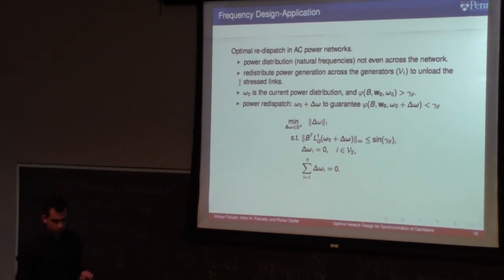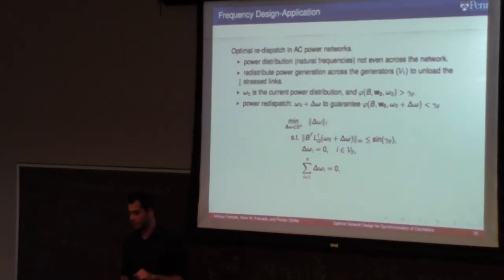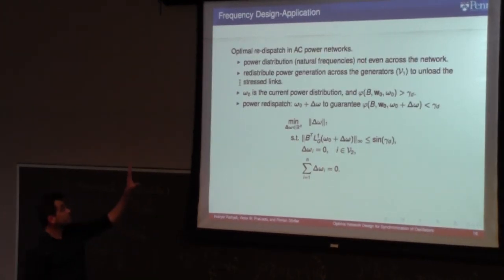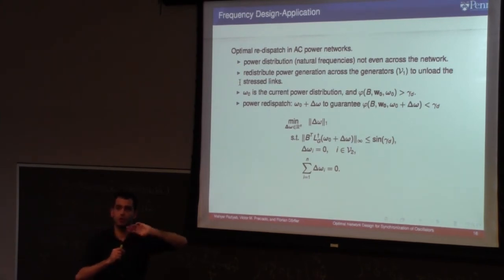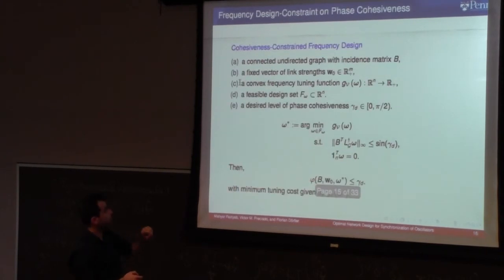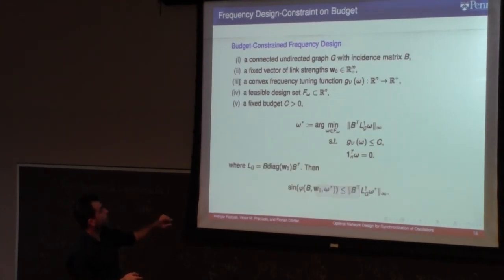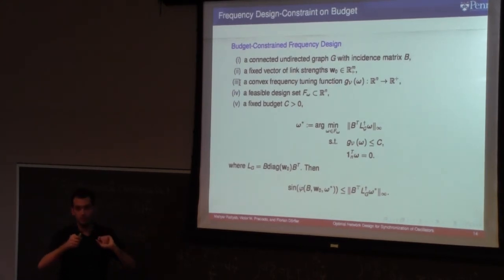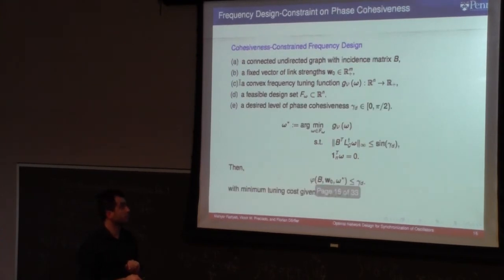This is one quick application of this frequency design problem. Suppose that I have an AC power network, right? Recall that in AC power networks, the natural frequencies of the Kuramoto oscillators correspond to power generation and consumption. So these natural frequencies are the powers generated by each generator and the power consumed by the load buses, right?